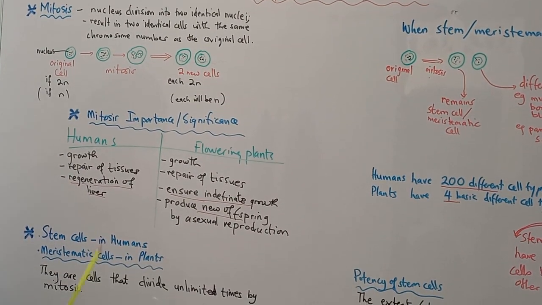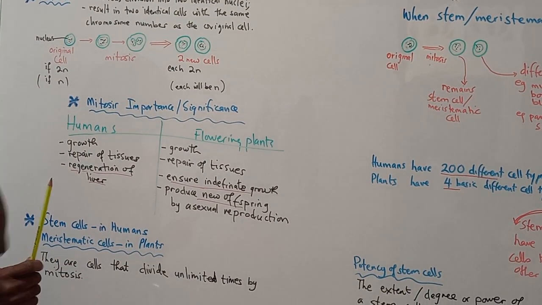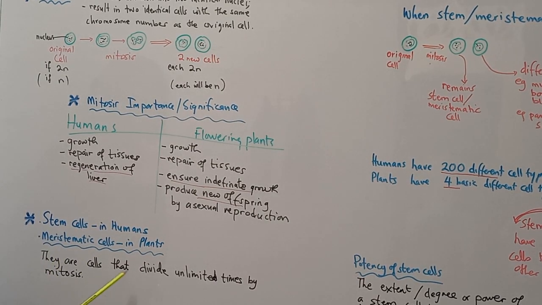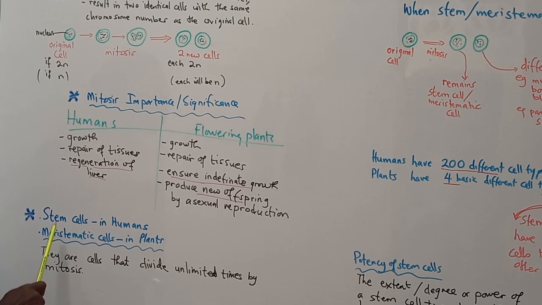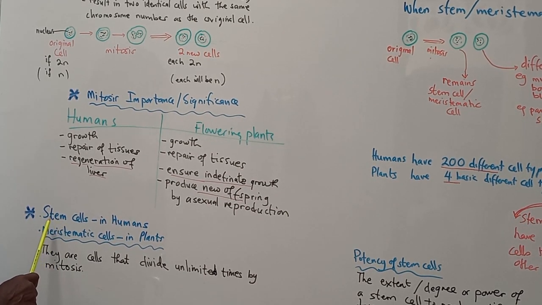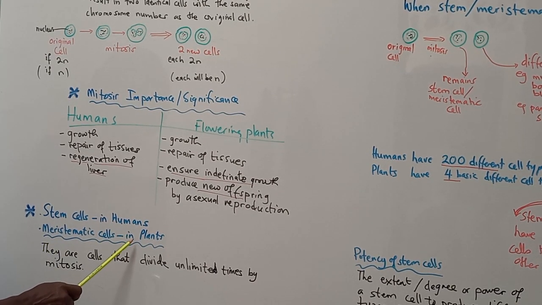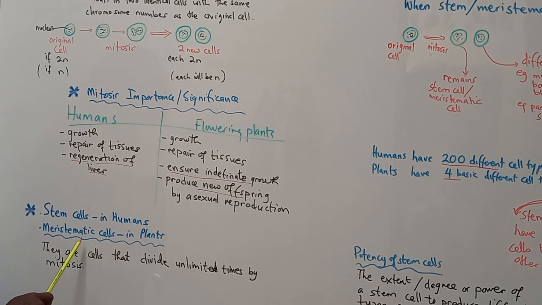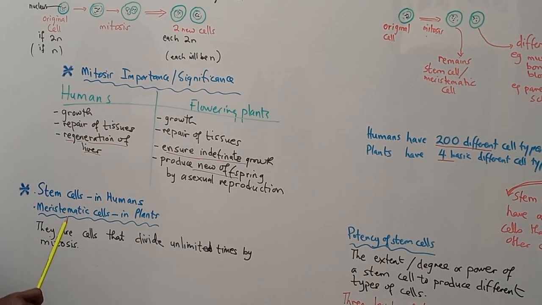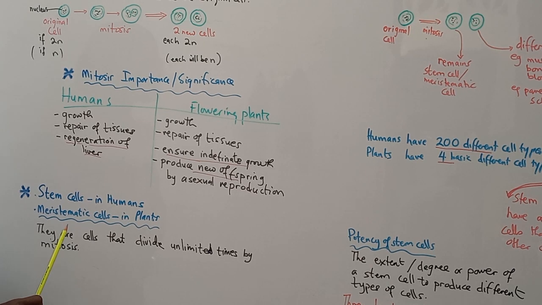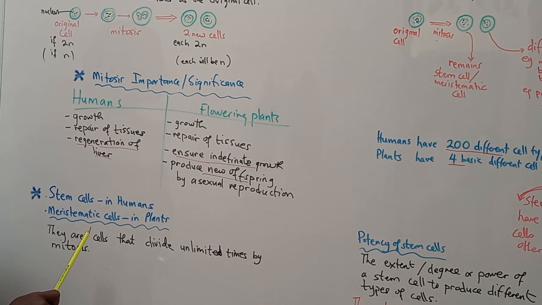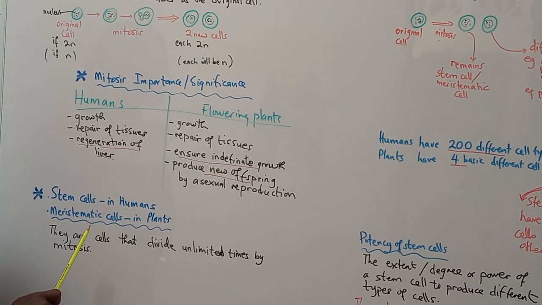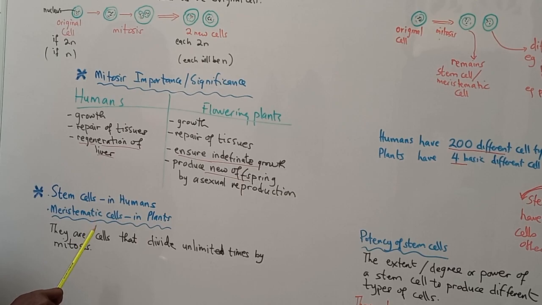Good. Now, we also want to take note that the cells that divide continuously by mitosis in human beings are called stem cells. In plants, they are called meristematic cells. If you don't know what meristematic cells and plant tissues are, please check my lessons on plant tissues and then also primary and secondary growth in plants.